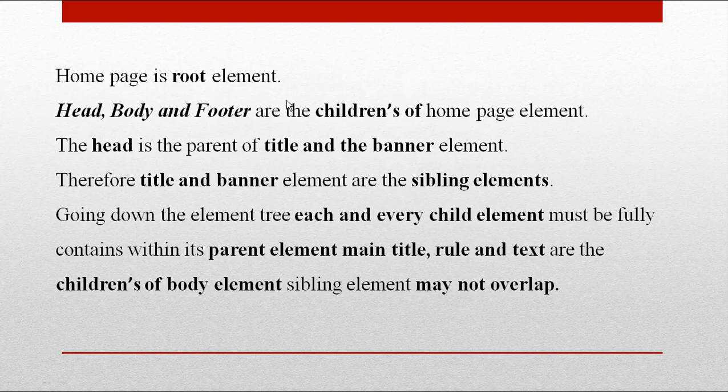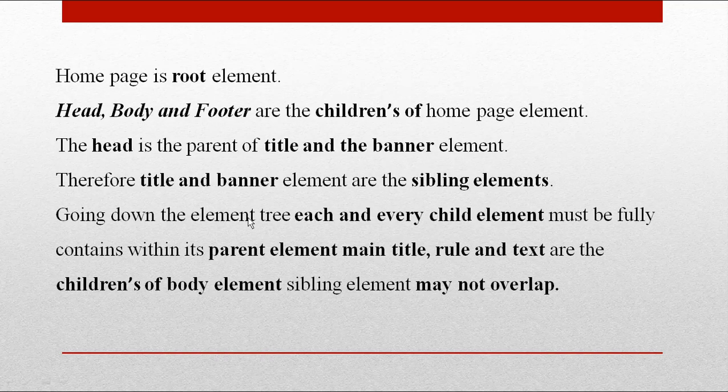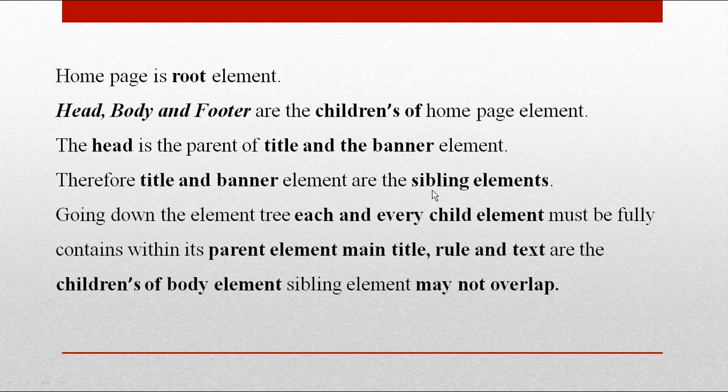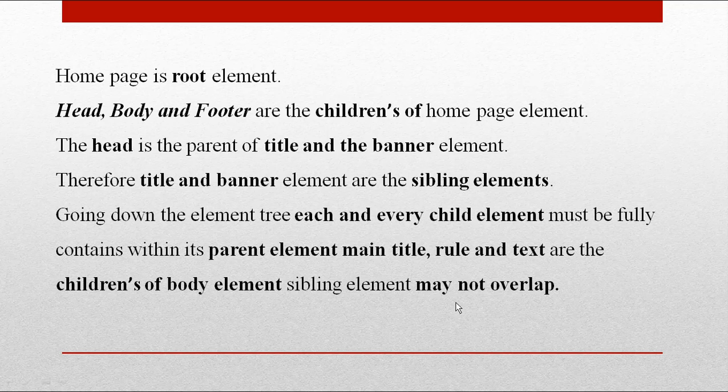Home page, here home page is the root element, I already told on the diagram. Head, body and footer are the children of the home element. And the head is a parent of title and banner element. So therefore title and banner elements are called sibling elements. Here main, title, rule and text, these are the sibling elements.